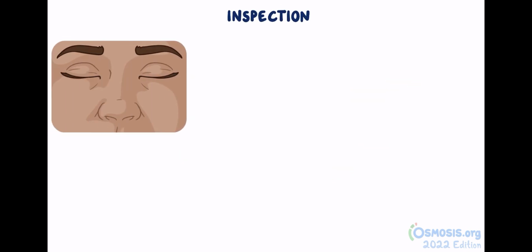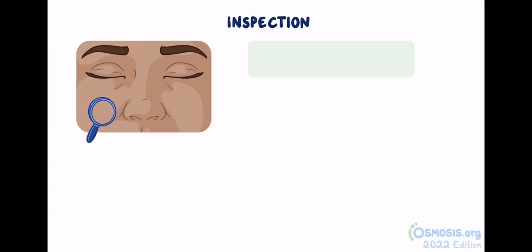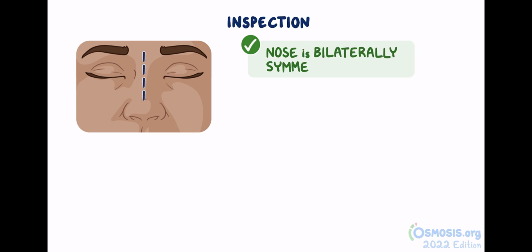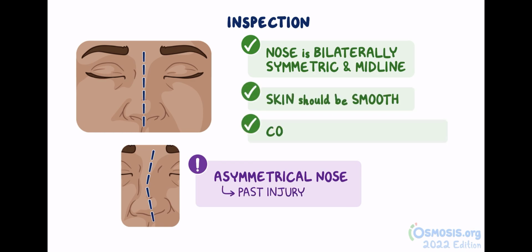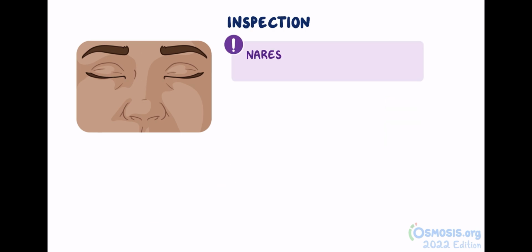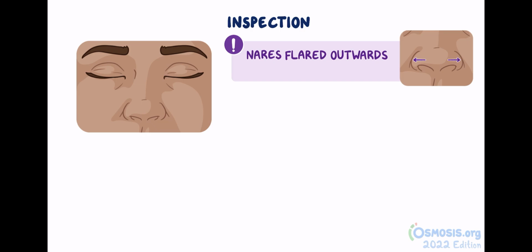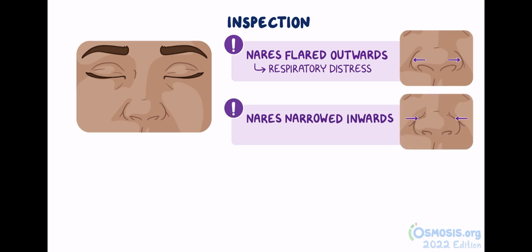Alright, first you'll inspect the external nose. The nose should be bilaterally symmetric and midline to the rest of the face. An asymmetrical nose can be the result of past injury. The skin on the nose should be smooth and the color should match the rest of the face. The nares shouldn't be flared outwards, as this can indicate respiratory distress. Likewise, they should not be narrowed inwards, since this may occur with an airway obstruction.